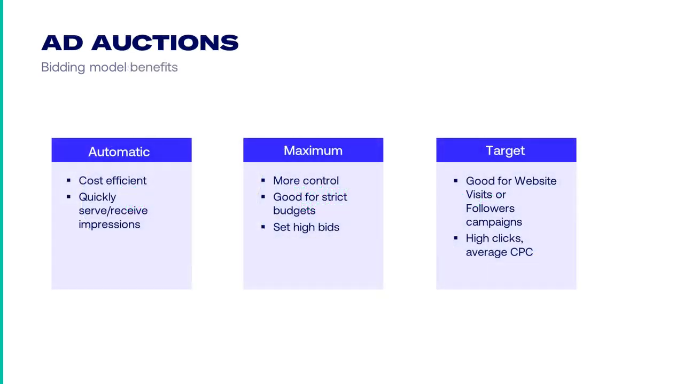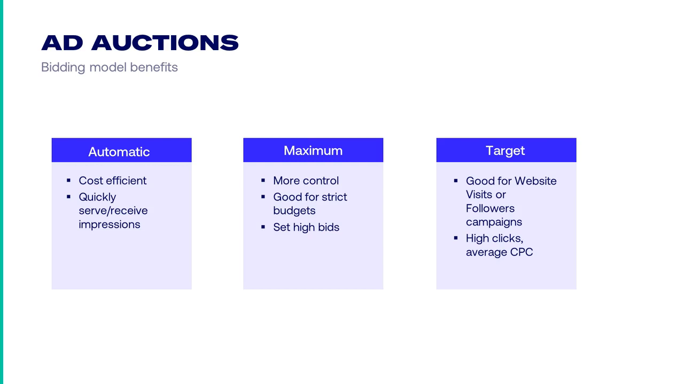Now let's talk about the benefits of each bidding model. For experienced Twitter advertisers, the automatic bidding option will allow them to drive a more cost-efficient campaign. Additionally, for new advertisers, automatic bidding provides the easiest way to quickly get a campaign properly serving and receiving impressions.